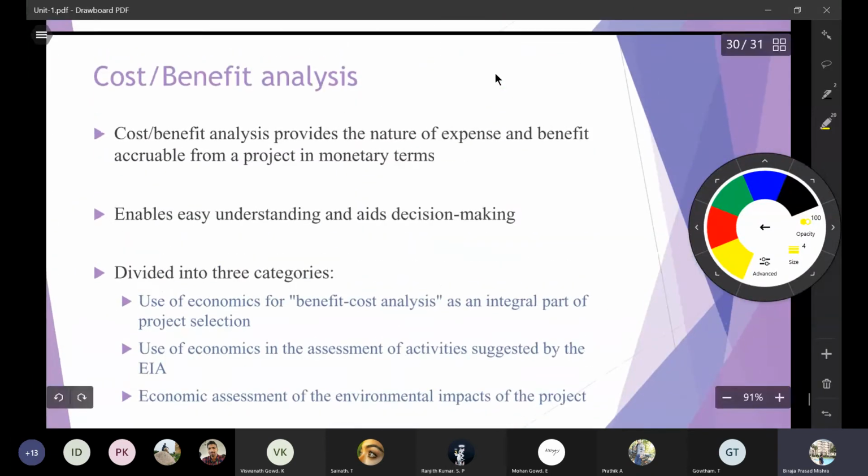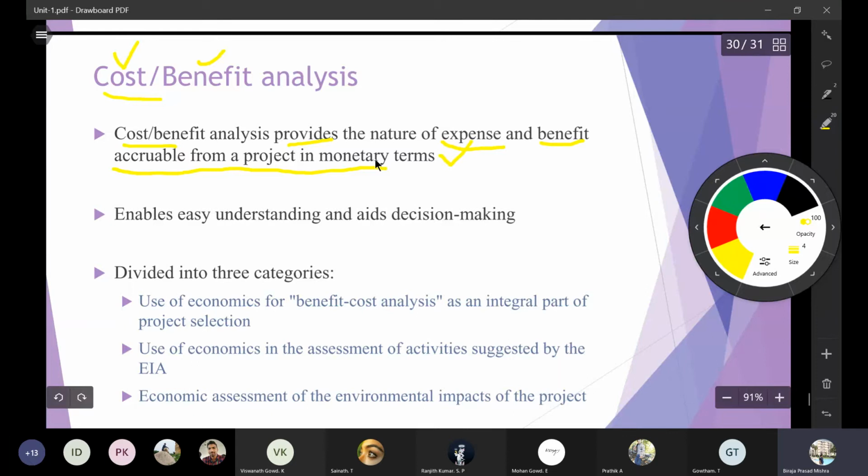Next one is the cost benefit analysis. As the name suggests, whatever we are paying or investing, based on that we should get the benefit, right? So the cost benefit analysis provides the nature of expense and the benefit accruable from a project in monetary terms.